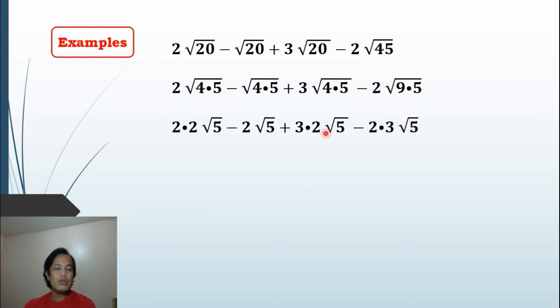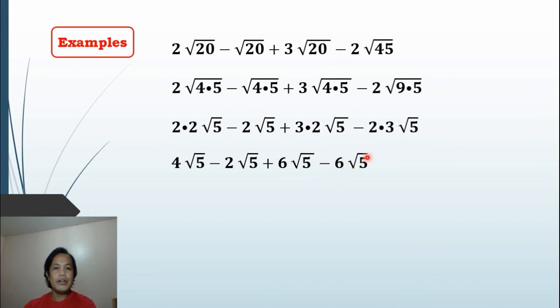Now, if we are going to evaluate the radicals here, we have square root of 5, square root of 5, square root of 5, and square root of 5. So therefore, they are similar. So we can combine everything. But before that, we perform first the multiplication here. So this is 2 times 2 is 4. Copy the radical square root of 5. We copy 2 minus 2 square root of 5 plus 3 times 2 is 6. Copy square root of 5. 2 times 3 is also 6, so we copy minus 6 square root of 5.